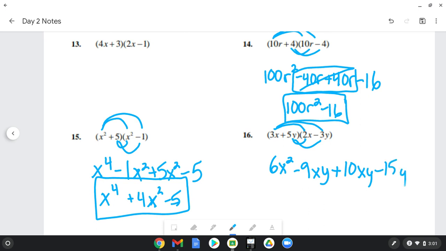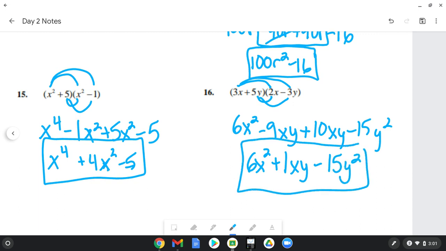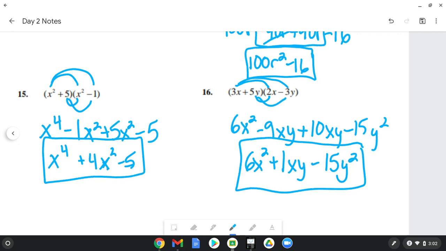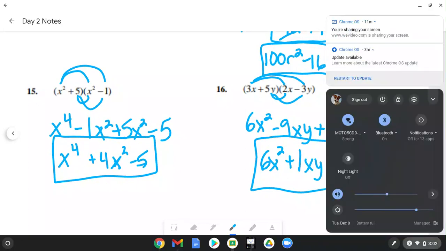Y times y gives me y squared. And then I look to see if there's any like terms I can combine, and I think the middle ones I can. They both have an xy. So negative 9 plus 10 is 1. So this would be my answer, 6x squared plus xy minus 15y squared. That's a quadratic trinomial. That's all we have for today. That's the multiplying binomials. I'll see you tomorrow.